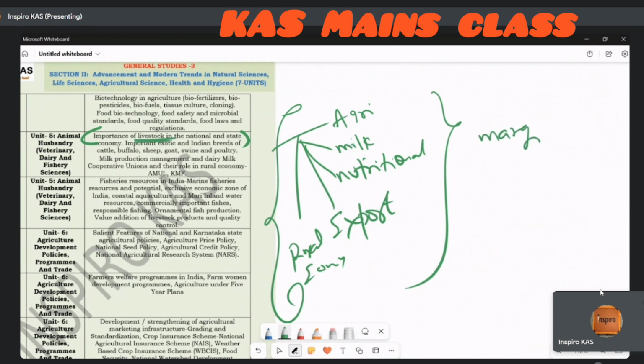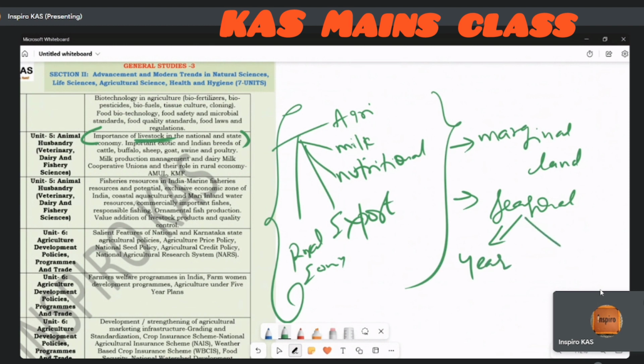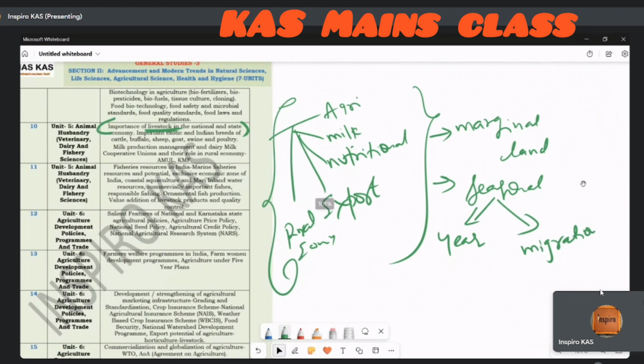this livestock will even support income generation from marginal land. Even from a marginal or small piece of land, you can earn income. That is the first thing. The second thing is that this is not seasonal, whereas your agriculture is seasonal, but livestock is not seasonal. Therefore, there is year-long income. Coupled with that, the seasonal migration that we usually observe in rural areas is controlled. Seasonal migration gets controlled. That is the second thing.